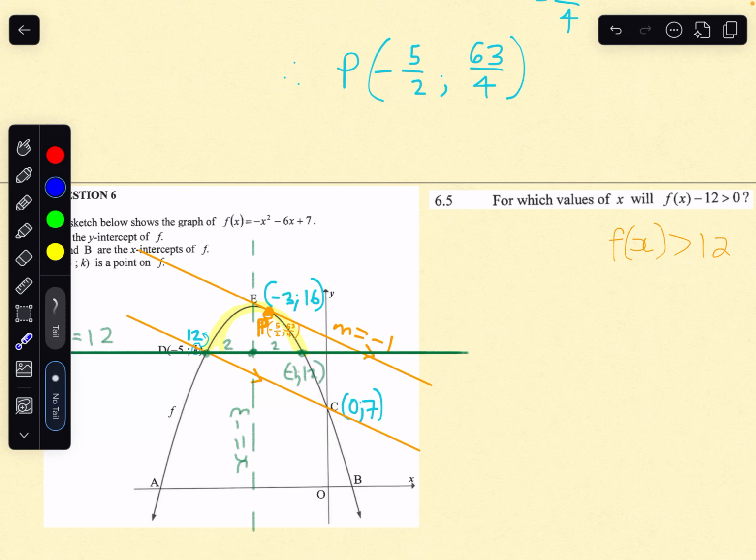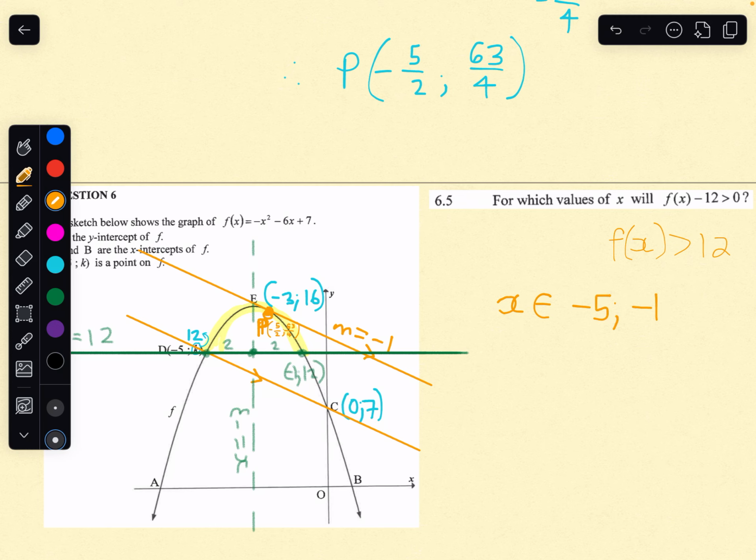So then we would know that for any x value between minus 5 and minus 1, this is where we get this part of the graph. This is where we get values of f that are greater than 12. So the answer would be that x must be between minus 5 and minus 1.